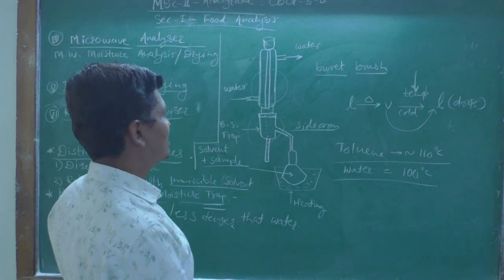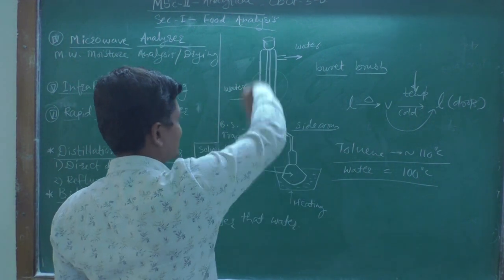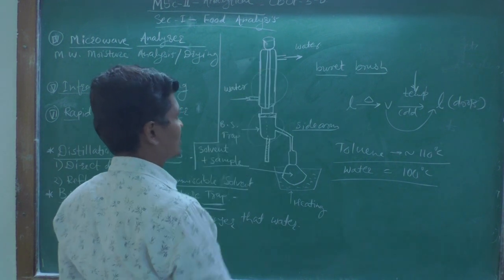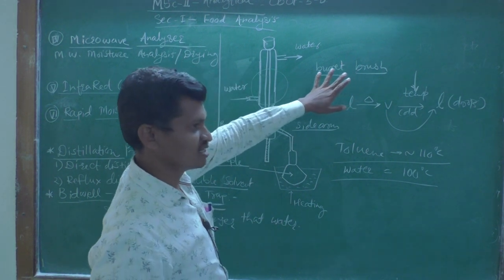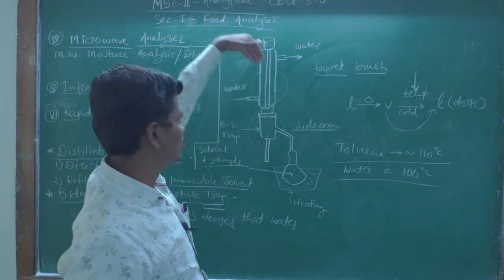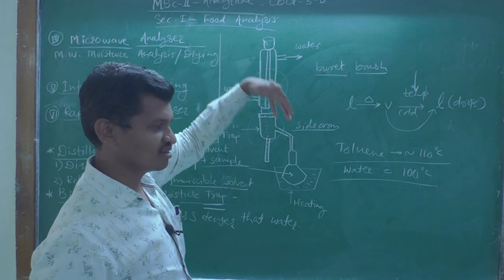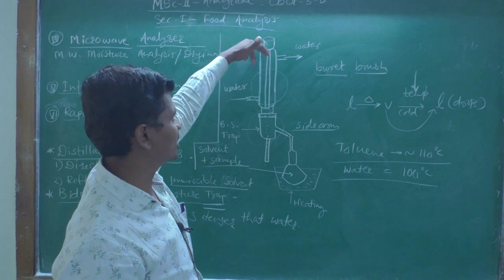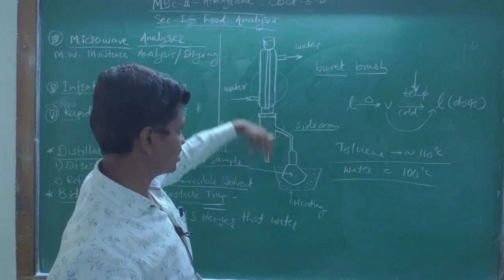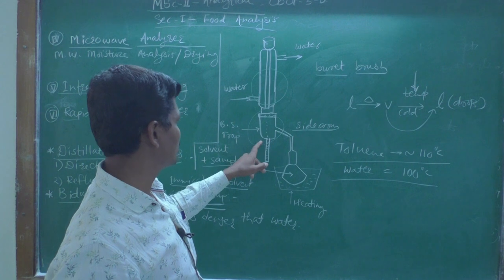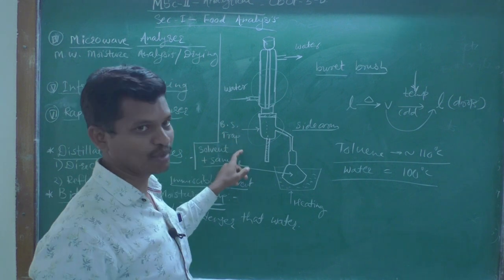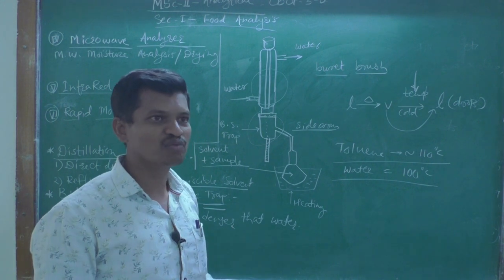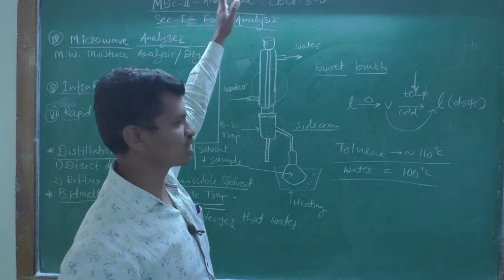Okay, and that burette supported with a brush is inserted through the upper side of that water condenser. With the help of this tool, we are immersing the water droplets from the inner core of the condenser down to the bottom side of this Bidwell Sterling trap. So what will happen? No water molecule will escape through this water condenser.